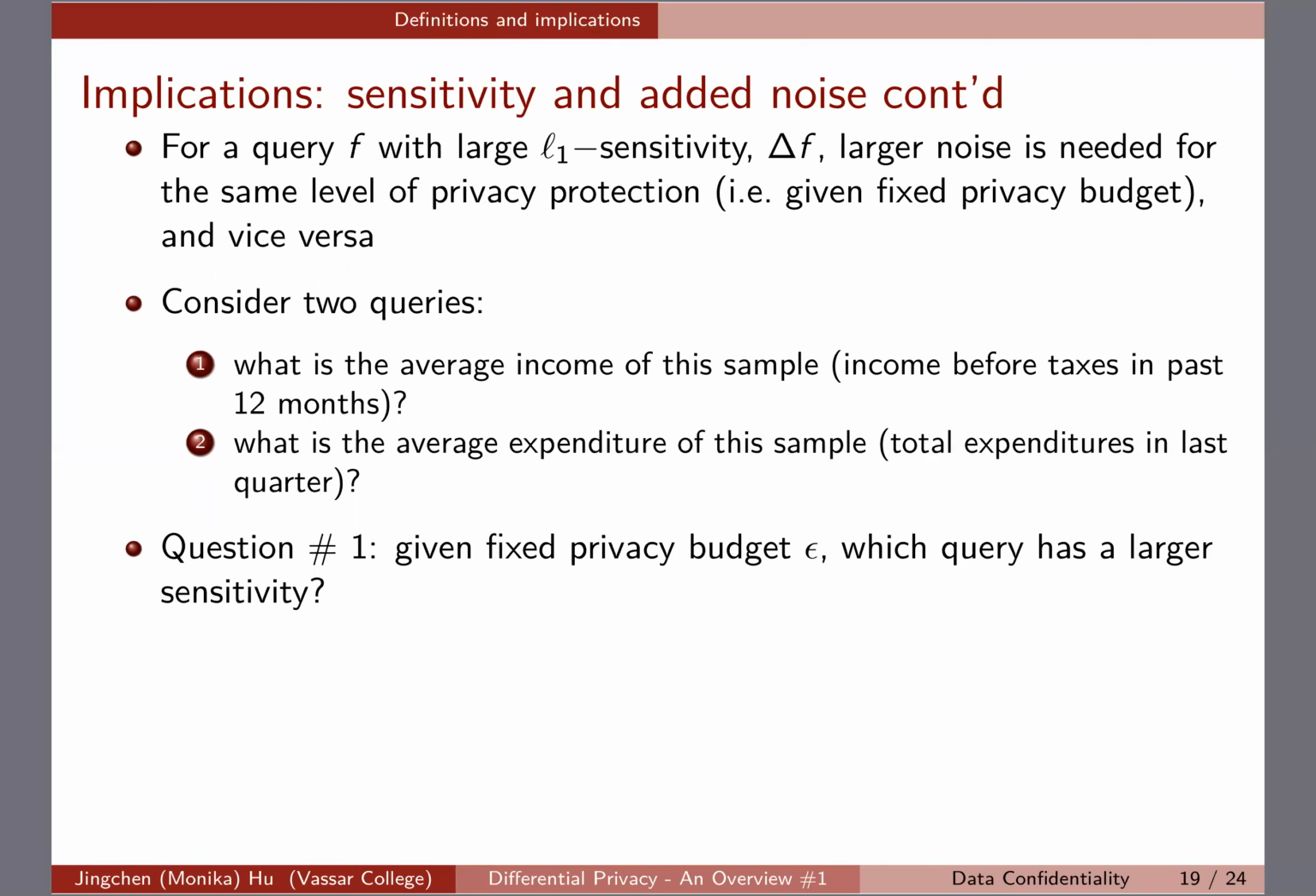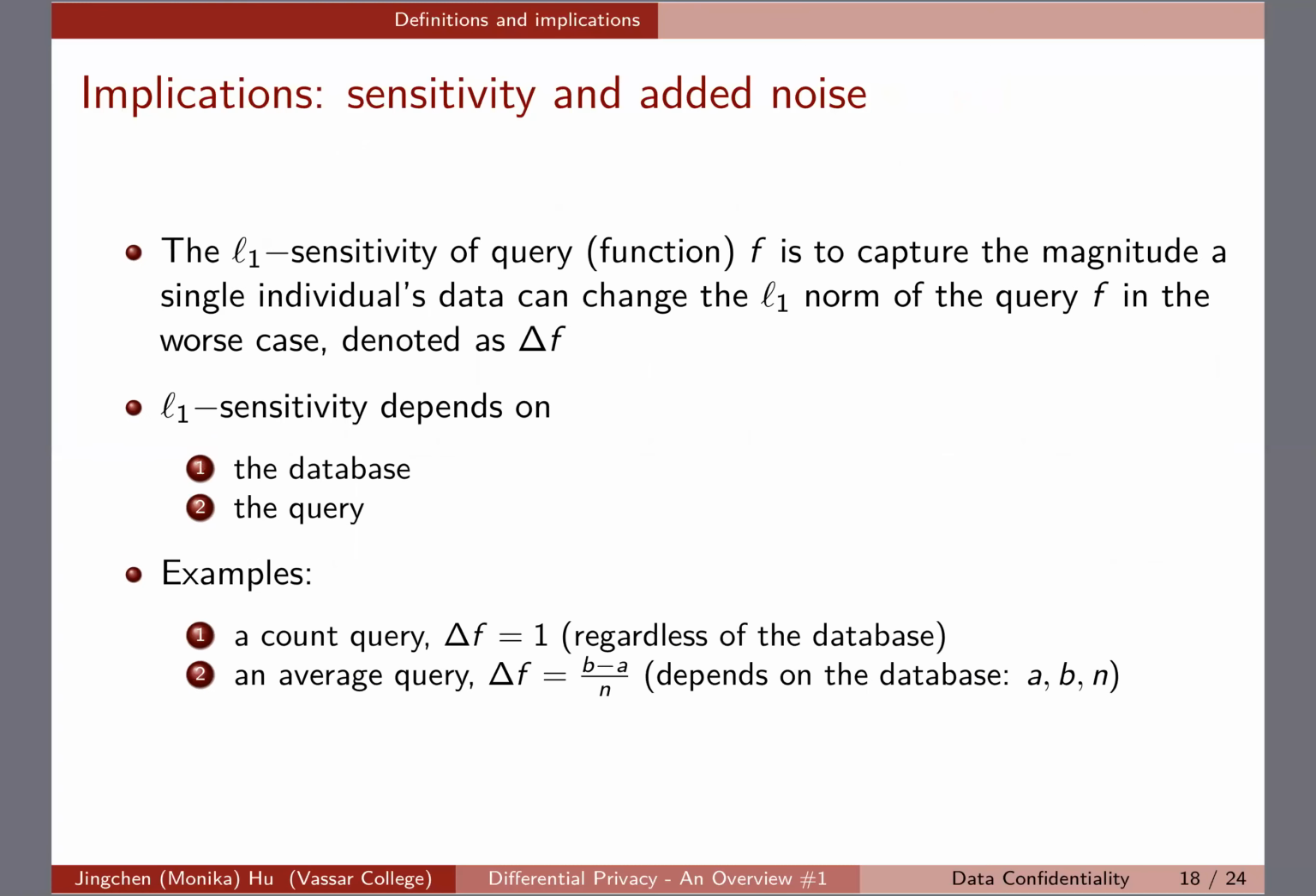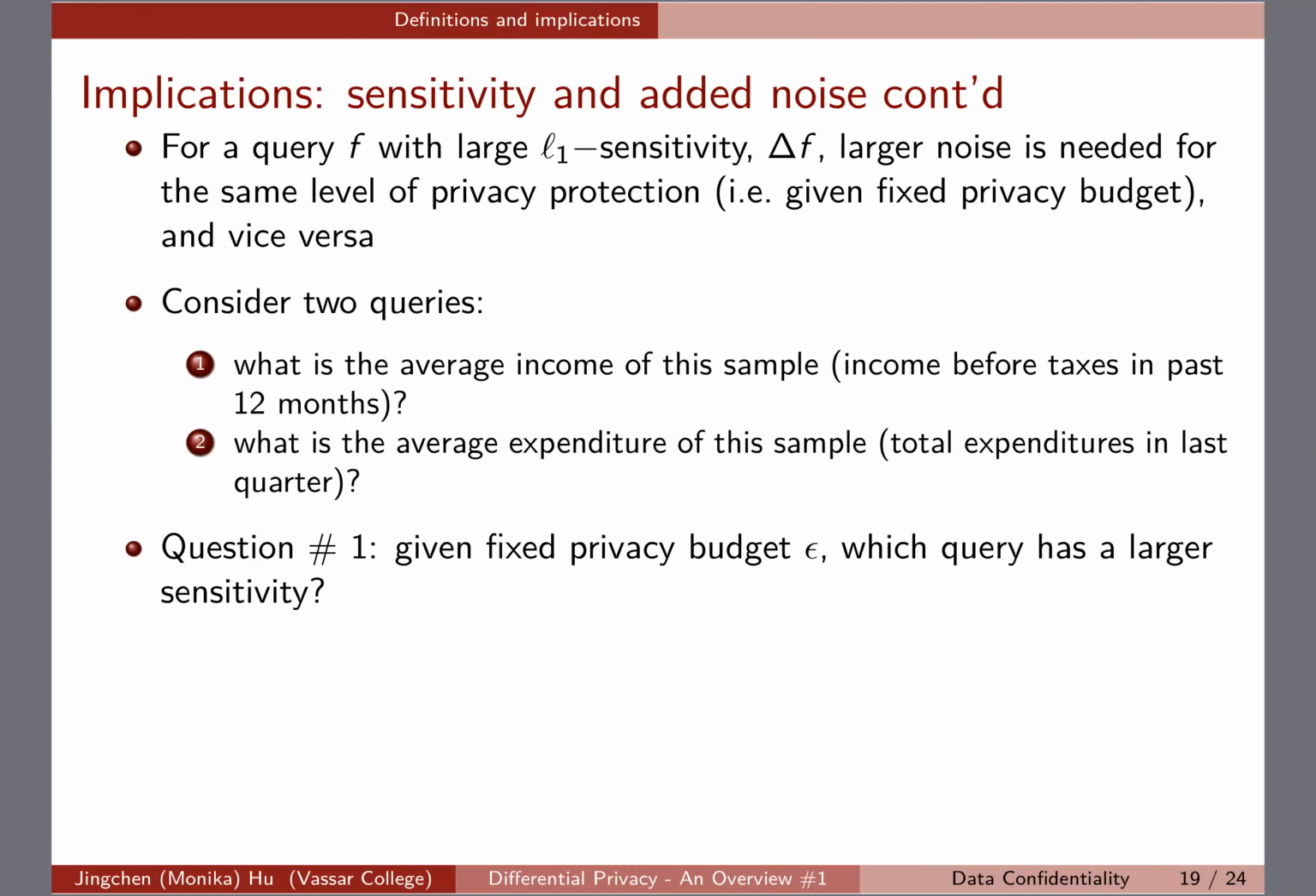For these two queries, I'm choosing these two that we talked about, because one is about count and the other is about average, so they are less comparable. So let me show you two queries. The first is the average income of this sample, and the second is the average expenditure of this sample, okay?